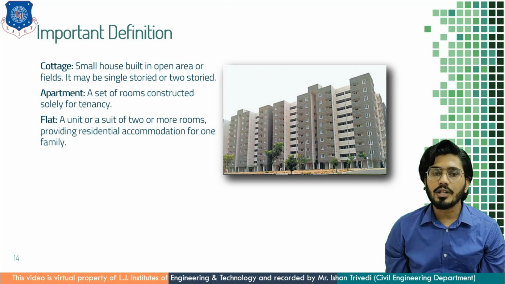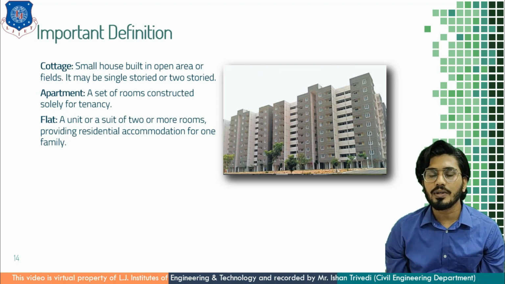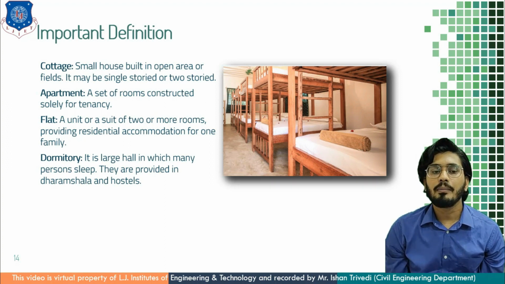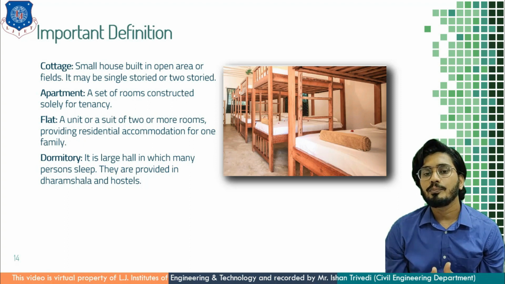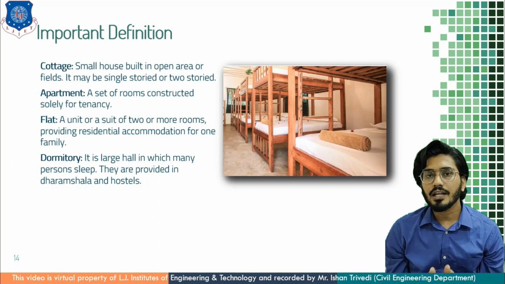Next is flats. Flats are the unit or a suite of two or more rooms providing residential accommodation for one family. Here you can see in surroundings such high-rise buildings of flats where 2 or 3 bedroom hall kitchen are constructed for residential accommodation. Next is dormitory. It is a large hall in which many persons can sleep. These are provided in dharamshala and hostels. In military hostels or in dharamshala, the sleeping accommodation is shared among the people and toilets and bathrooms are provided common for all.